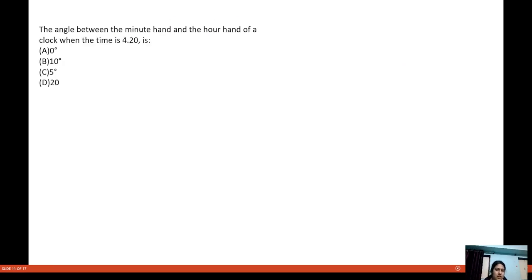So this is how we do all these kinds of questions. Now look at this question. The angle between the minute hand and the hour hand of the clock when the time is 4:20.